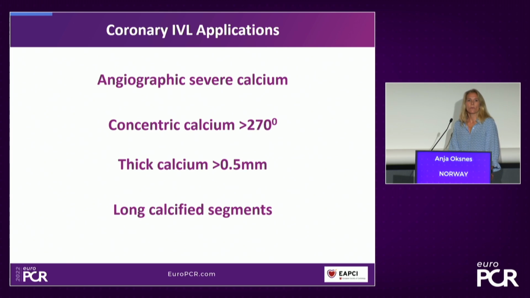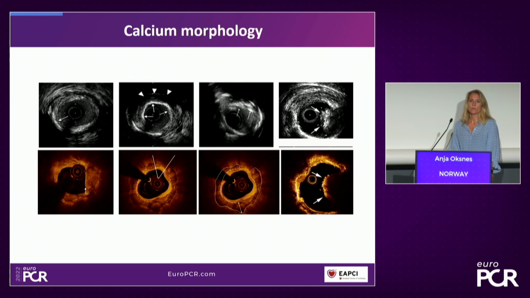From that, we know that IVL works when you have severe calcium, when you have concentric calcium, when it's thick and in long lesions. But as we know in the studies, as in the real world, the calcium morphology isn't always one certain type. So what about the nodular calcium and the eccentric calcium?